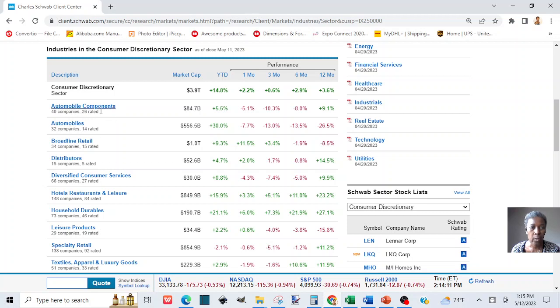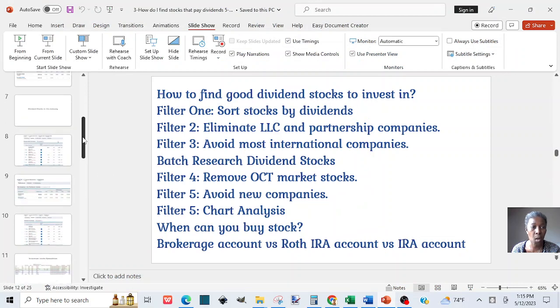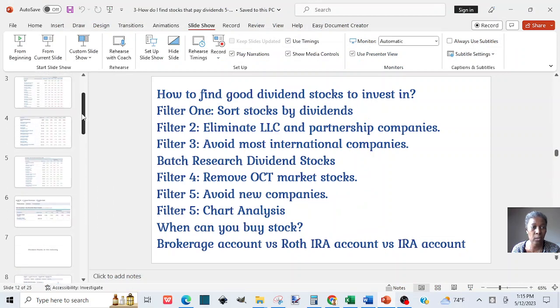We work on automobile components, automobiles, and we are going to work on Broadline Retail. We are going through each industry, and under the Consumer Discretionary sector there are multiple industries, so we are going through each one of them. Broadline Retail is a new one. It was not there the previous time that we did this, and I should have the previous list of sectors.